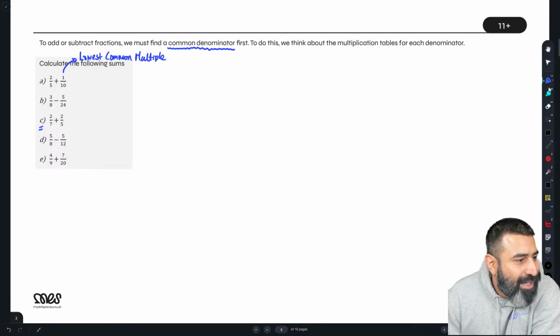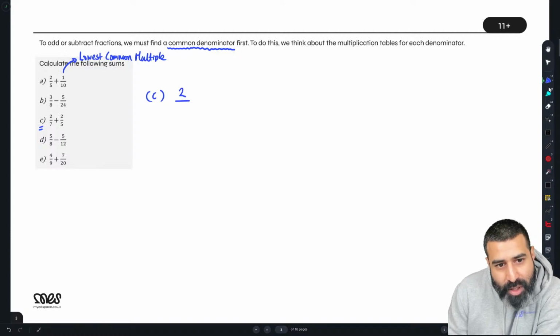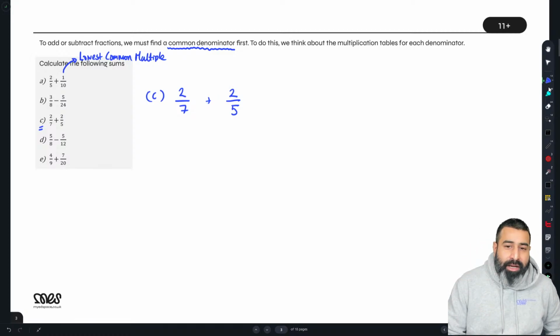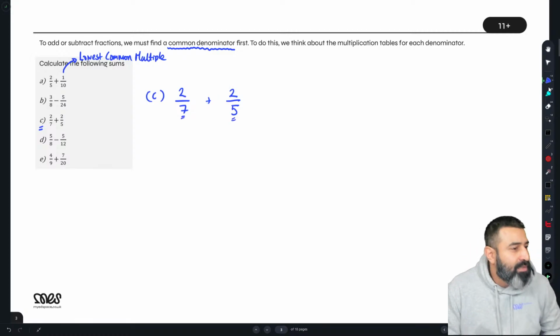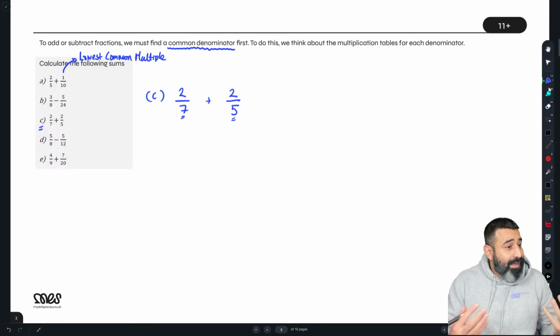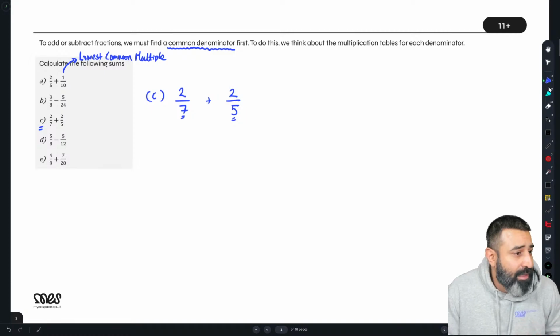Right, so let's have a look at C. So we've got 2 over 7 plus 2 over 5. Now, when we're looking at the denominators, are they the same or are they different? Please focus. No worries, you've got no space. You can do it on the opposite page. They're different, okay?